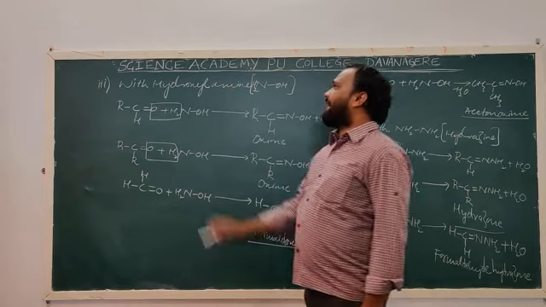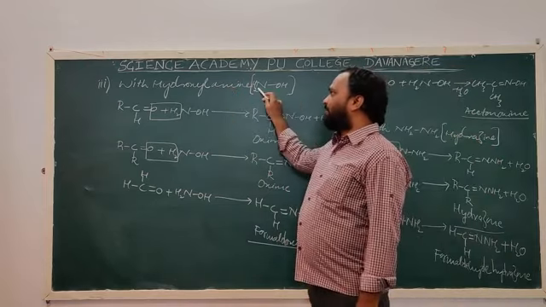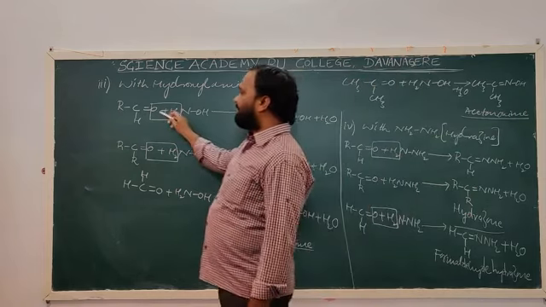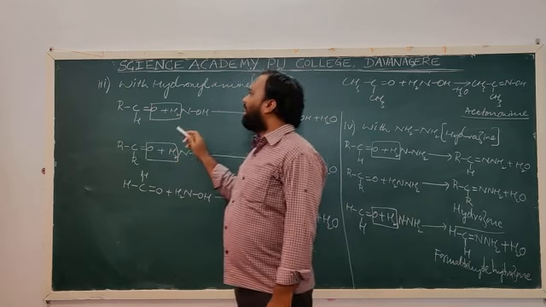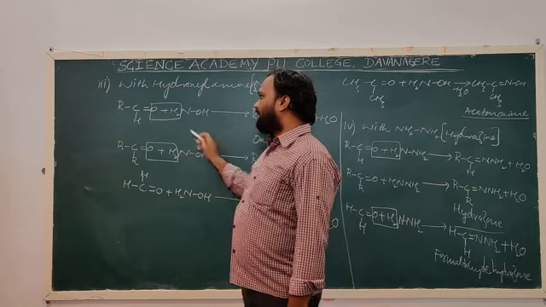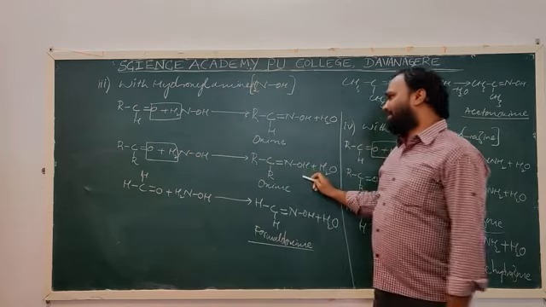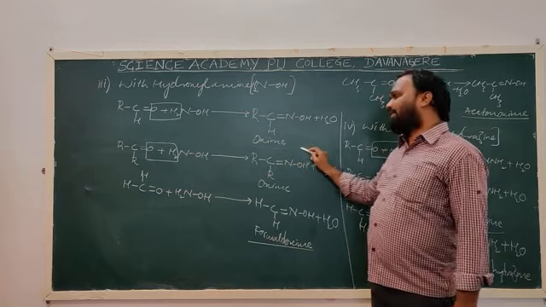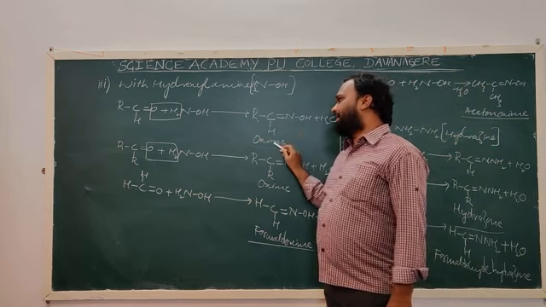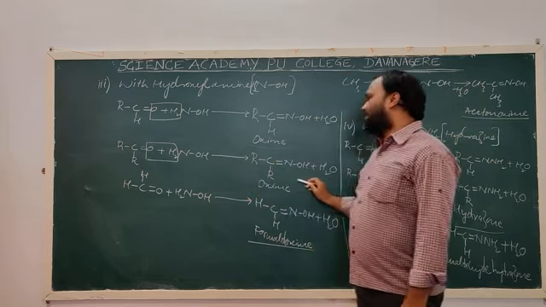Next, with hydroxylamine. Formula: hydroxyl OH, amine NH2. Both aldehydes and ketones undergo condensation with hydroxylamine. This is how this reaction takes place, and it gives products called oximes. If it is an aldehyde, it is called aldoxime. A ketone gives ketoxime.